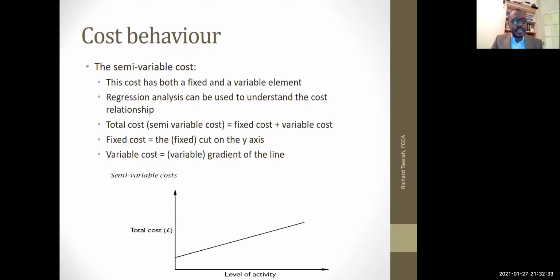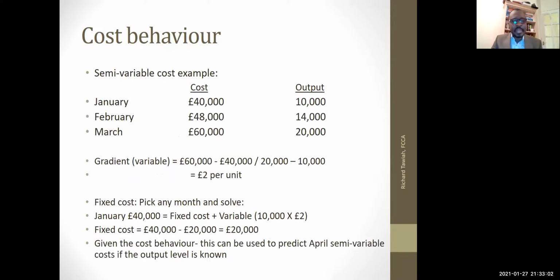So like I said, you can always use regression analysis to tell which component of the semi-variable cost is fixed and which component is variable. Remember, if you know how to find the coefficient of the line, the gradient, the slope, simply the change in the y over the change in the x-axis will tell you the component which gives us the variable per unit. Let's take an example of this.